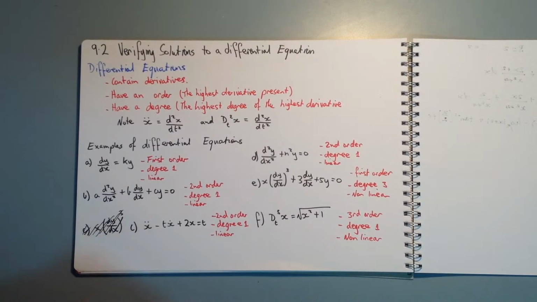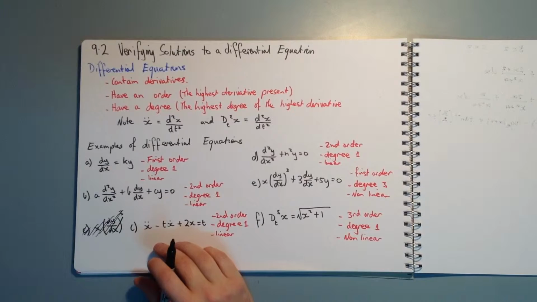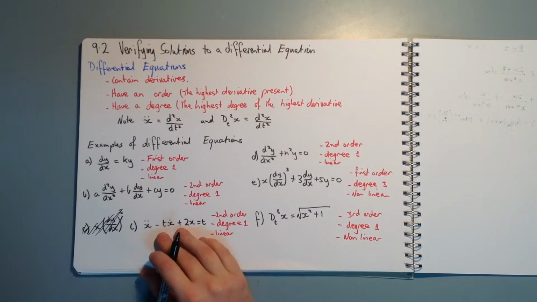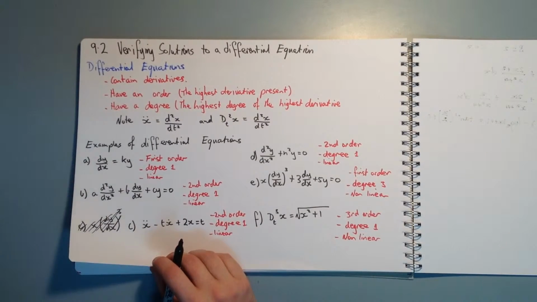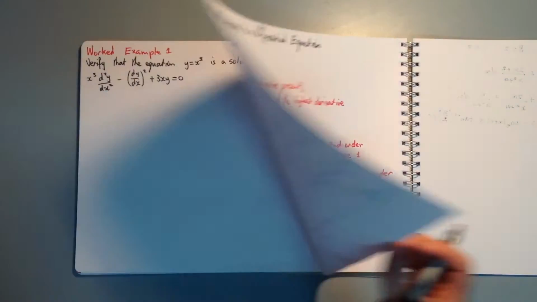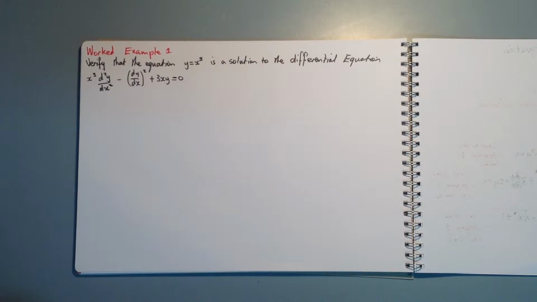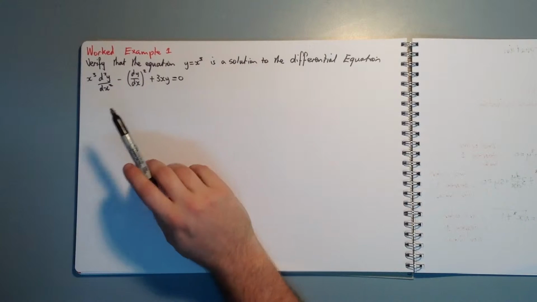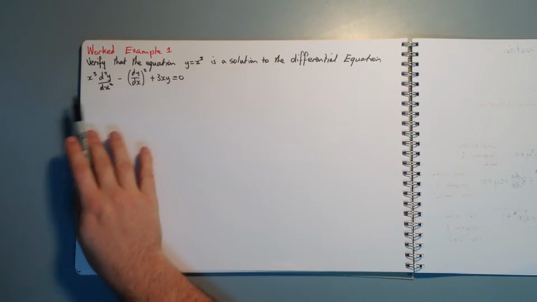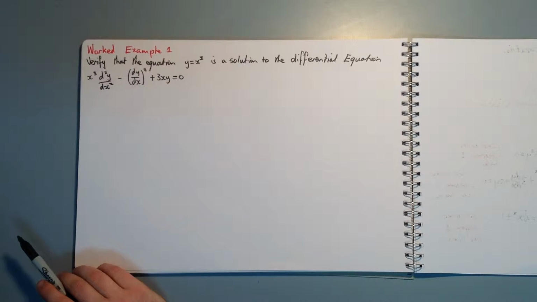Okay, so really what we're doing in this first section is proving that some of these differential equations work. Now don't be scared off by our proofs, it's not as bad as what you think, and believe it or not, you've already seen some of these equations in previous sections. You just didn't realise they were called differential equations. Okay, so worked example 1. Verify that the equation y equals x cubed is a solution to the differential equation that we've got here, which is x cubed d squared y on dx squared minus dy dx squared plus 3xy equals 0.